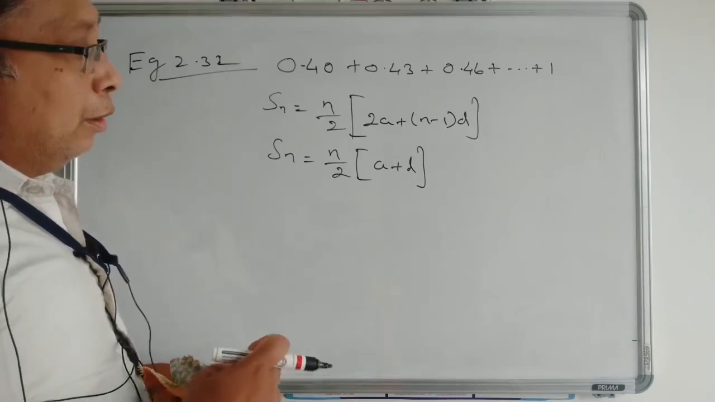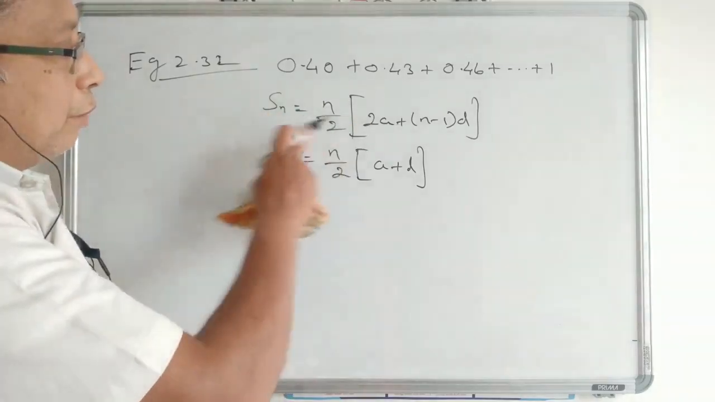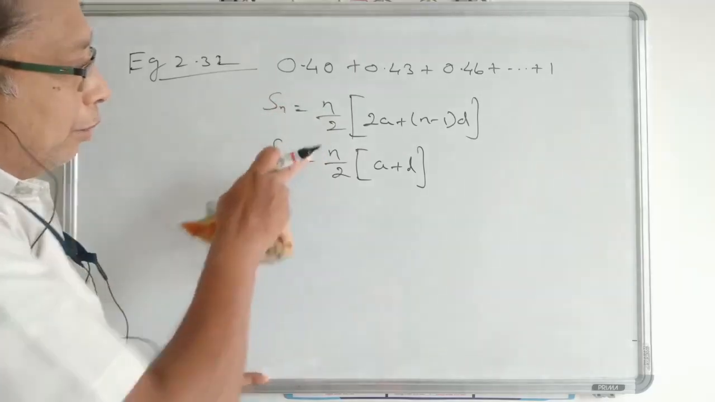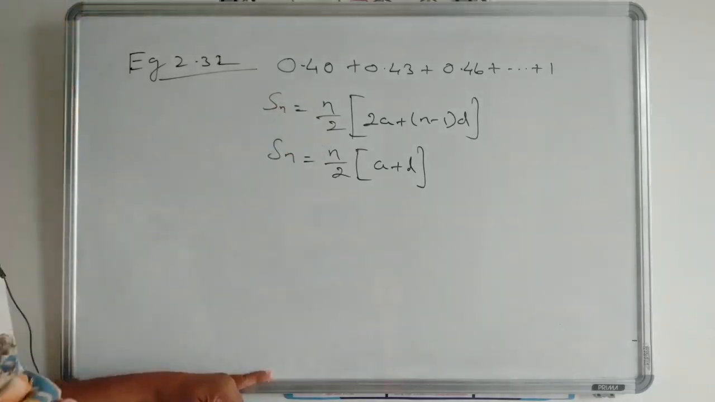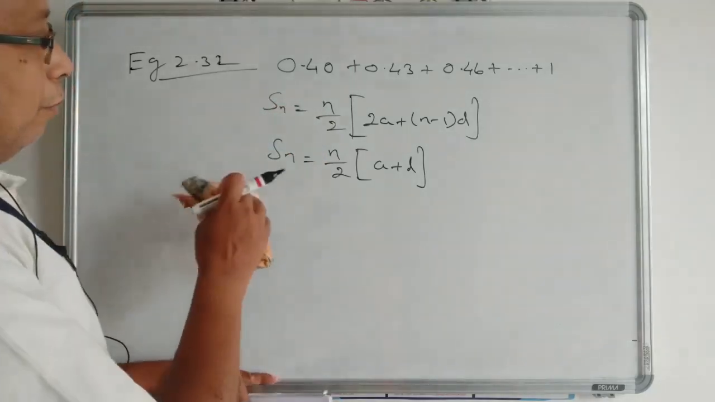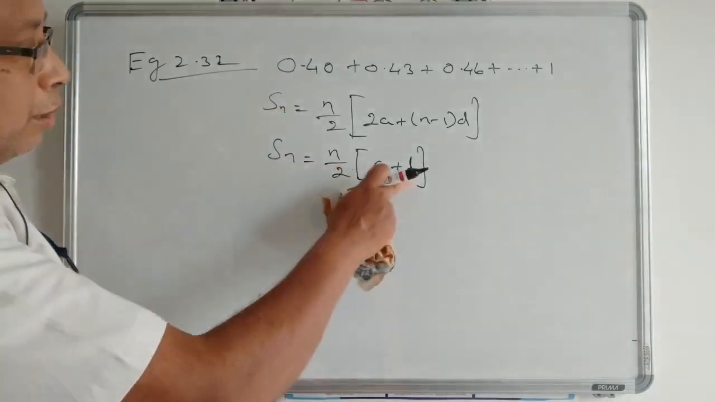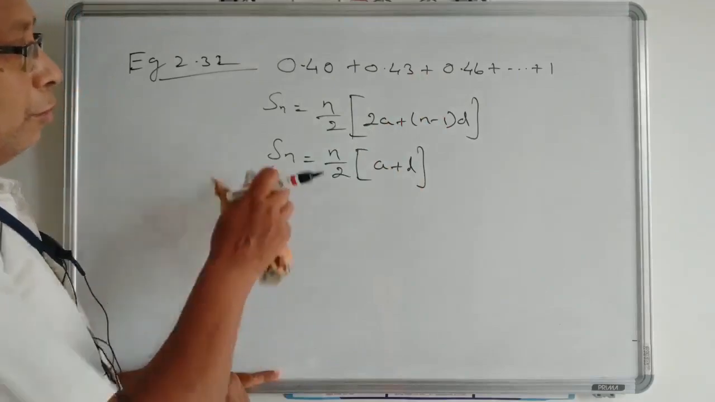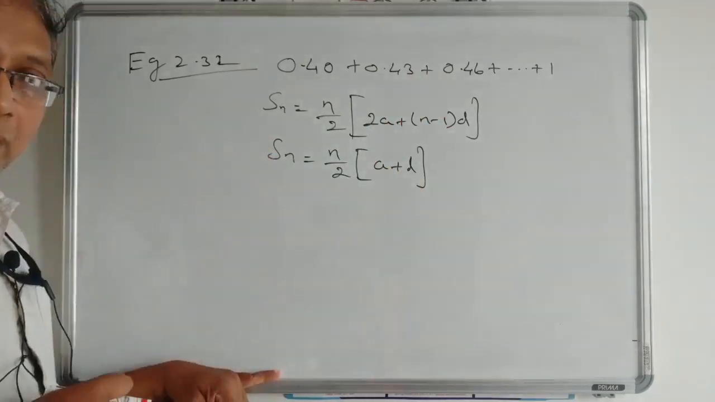Still, we need to find the number of terms, that means the n. We want to find the n value. Next, we substitute the n value in the second formula, and we get the answer.